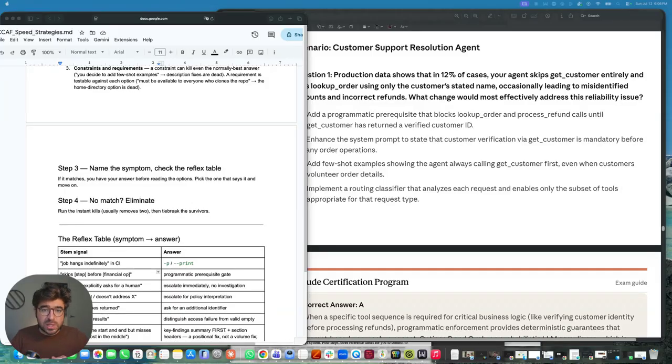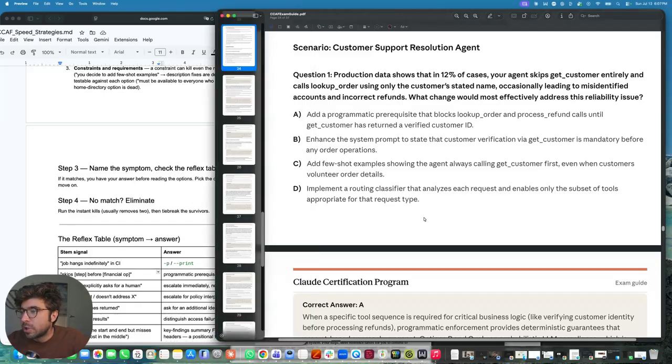So you can write the most emphatic system prompt in the world. You can put mandatory in all caps. It will still fail some percentage of the time because you're asking a model to comply. When compliance must be guaranteed, identity verification before a financial operation, for example, you don't ask. You need to enforce that. You need to put a gate in the code that physically blocks that from running.